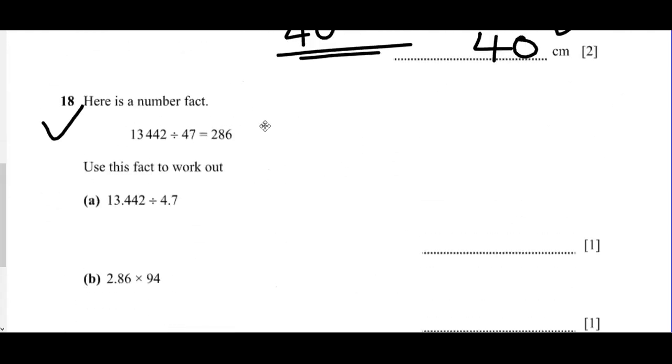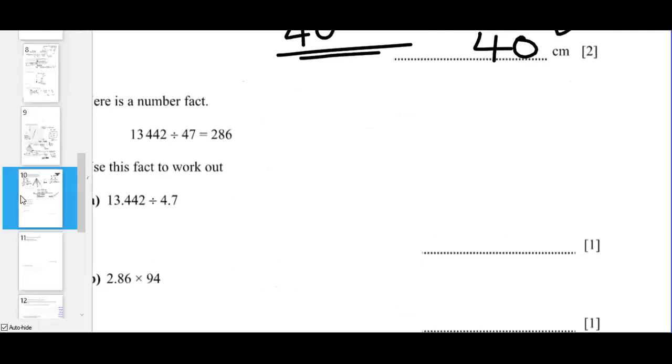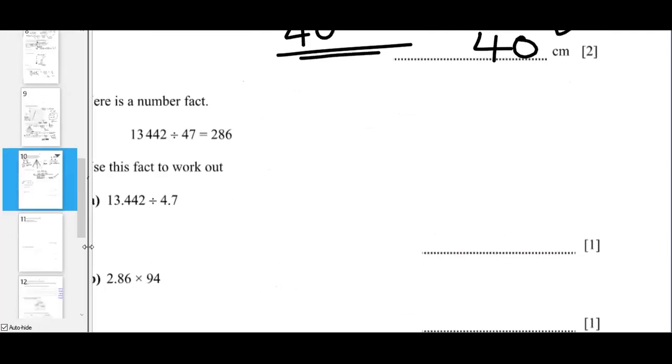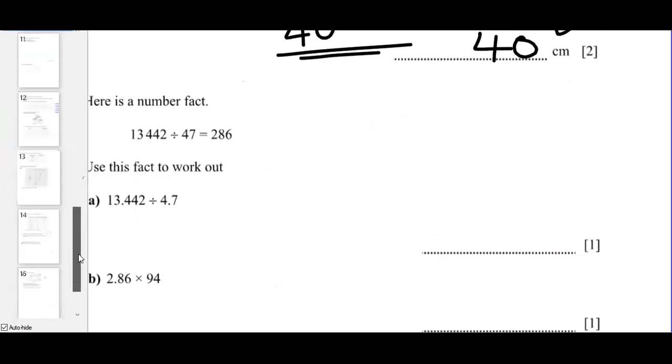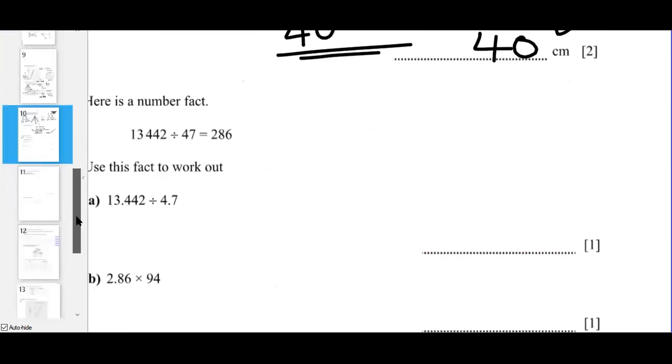Now here is a number fact. Now this is the problem. Some students do not know how to use a number fact to answer questions. Okay, so we have how many slides left?